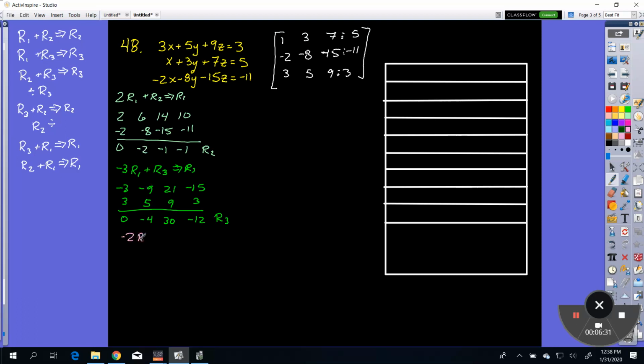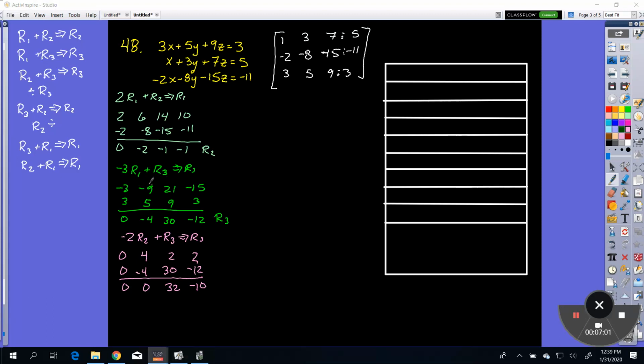So I'm going to go negative 2 times row 2 and add that to row 3 to make a new row 3. So negative 2 times that row, 0, 4, 2, 2. Add that to my row 3, 0, negative 4, 30, negative 12. That becomes 0, 0, 32, and 2 and 12 makes negative 10. I messed up somewhere, so hold on.